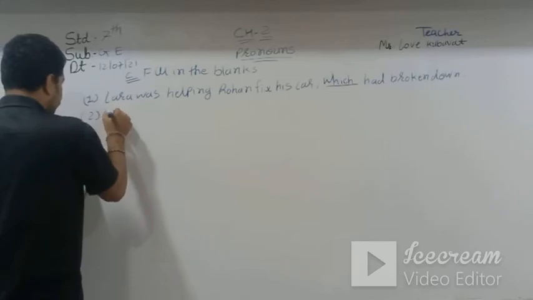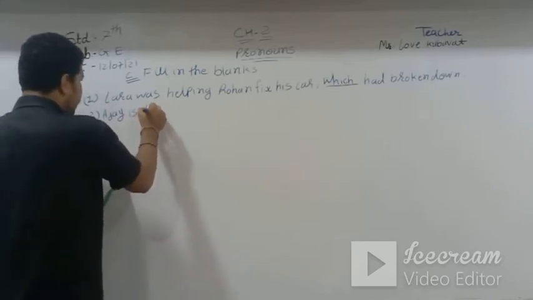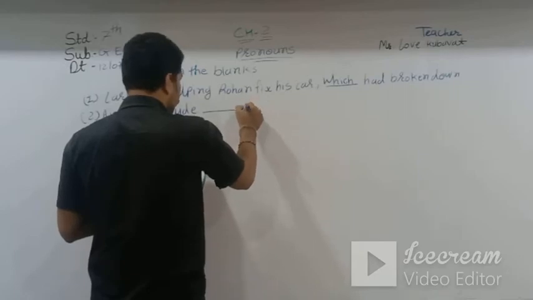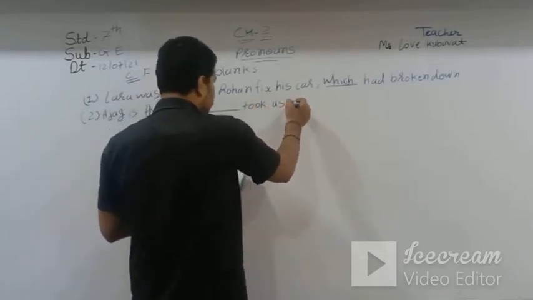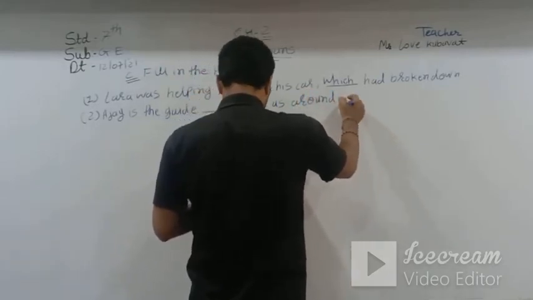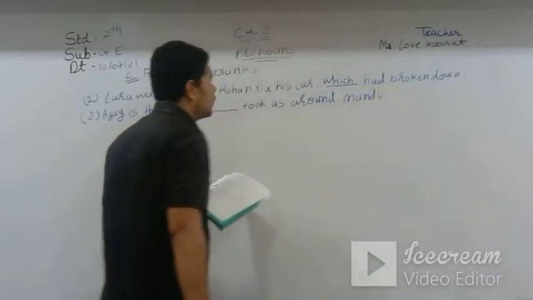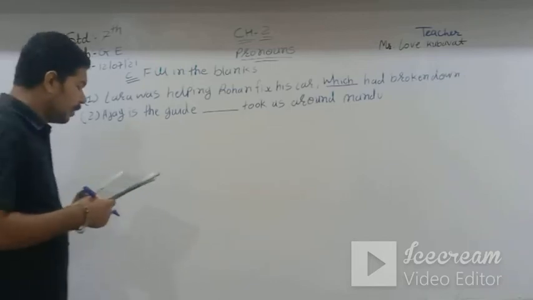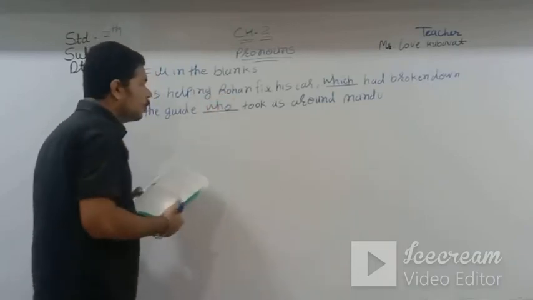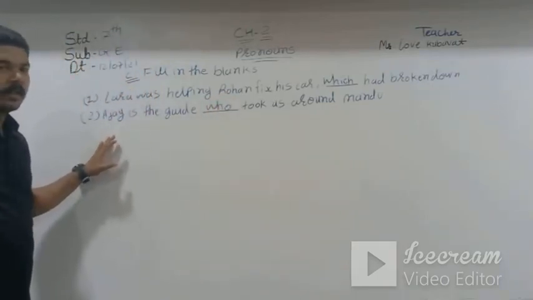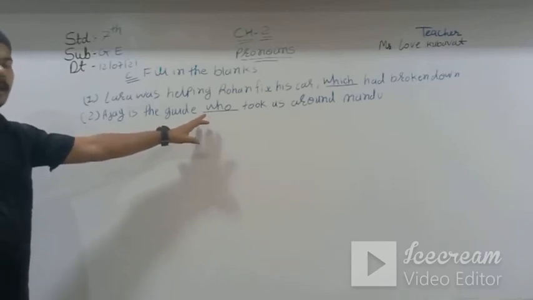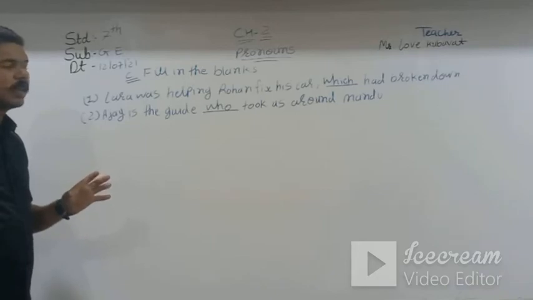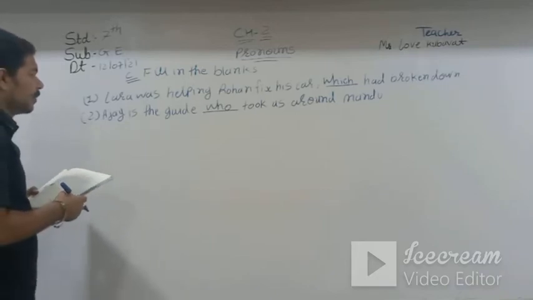Second one: Ajay is the guy blank took us around Mandu. The answer is: who took us around Mandu. This sentence gives information about a particular person, so we use who, whom or whose. Then the answer is: Ajay is the guy who took us around Mandu.